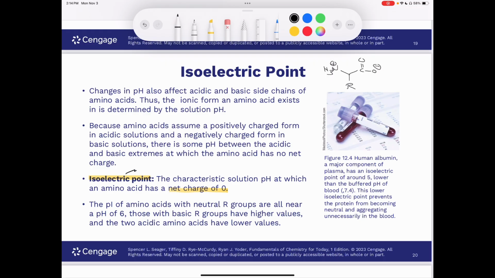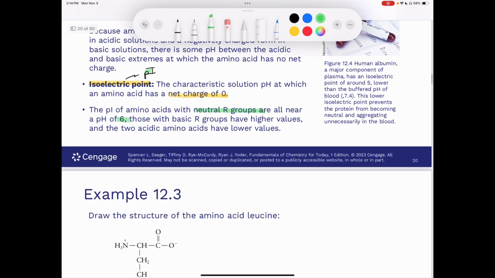And the isoelectric point, which we abbreviate, you can see it just below, as pI. It says the isoelectric point of amino acids with neutral R groups are all near a pH of 6. Those with basic R groups have higher values, and the two acidic amino acids have lower values. So what you need to remember is that if you have a neutral R group, your isoelectric point, your pI, is going to be somewhere around a pH of 6.